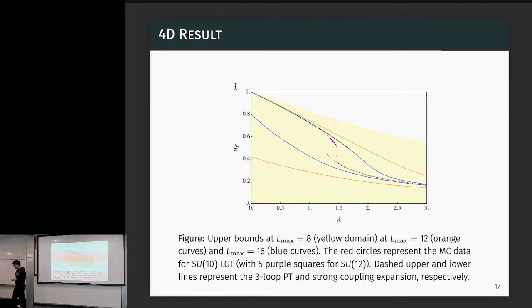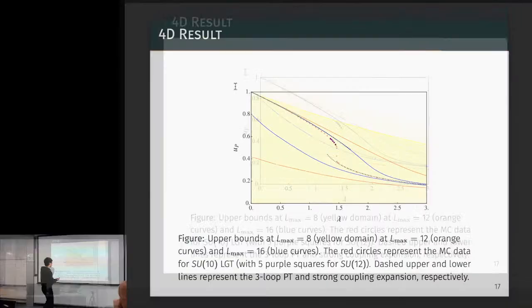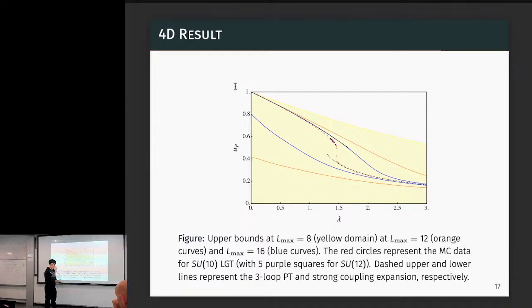Can you again say what the various curves are? Yes. This is L max equals 8. We have already witnessed that in 2D: you have an upper bound, but you don't have a non-trivial lower bound. The orange lines are the upper and lower bounds for L max equals 12, and the blue lines are L max equals 16. Our general experience tells us that this is an exponential convergence, but the cost of computation in pushing to a higher bootstrap cutoff is also exponential. So it's not so easy.